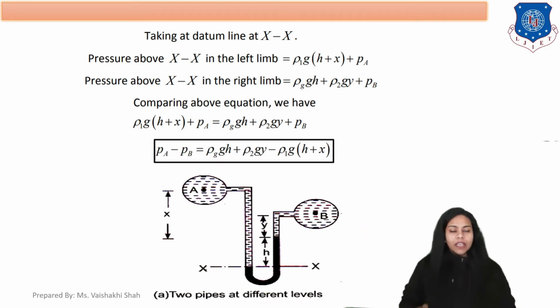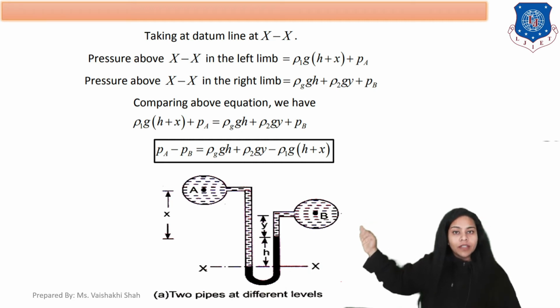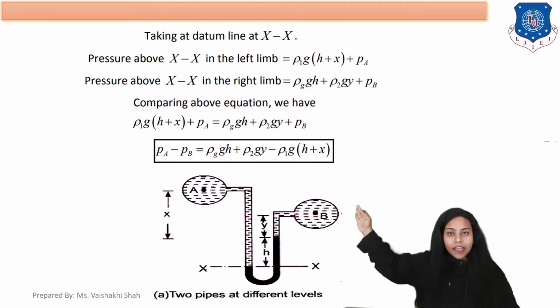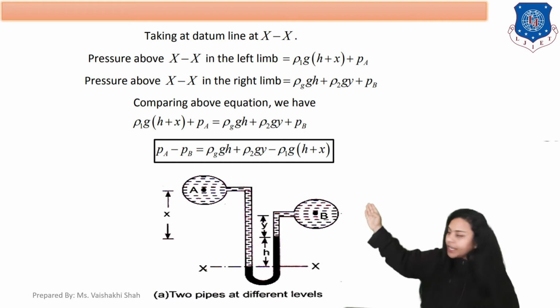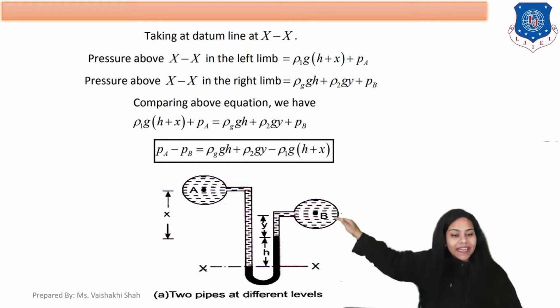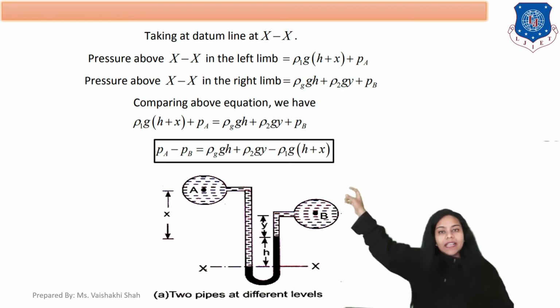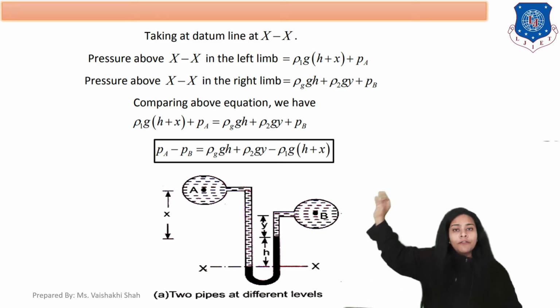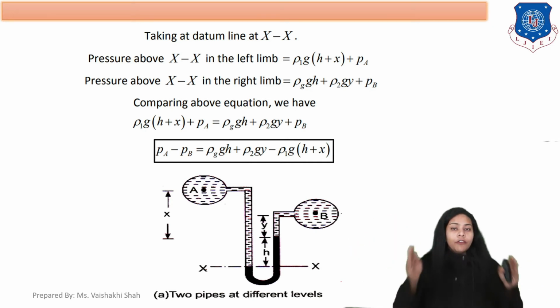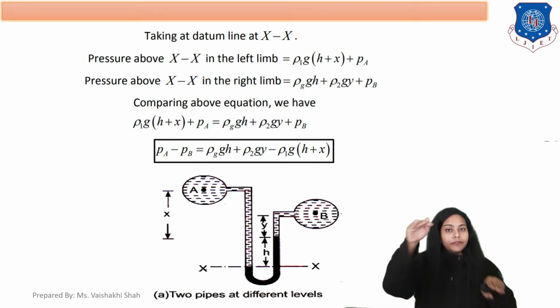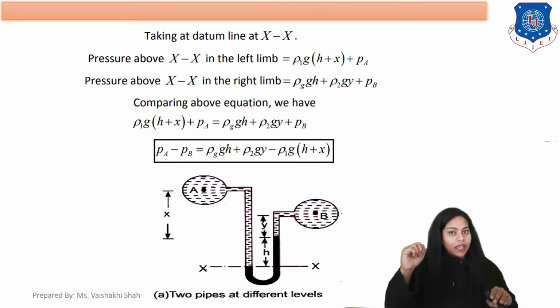Now, making PA minus PB the subject, because here we have to find the pressure difference. So PA minus PB equals rho G into G into H plus rho 2 into G into Y minus rho 1 into G (X plus H). So this is the final pressure difference between pipe A and pipe B when both pipes are at different levels.